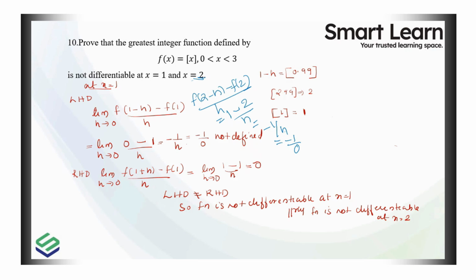Now the RHD: f of 2 plus h minus f of 2 divided by h. For 2 plus h, like 2.1 or 2.2, what will our answer be? 2. And f of 2 is also 2. So 2 minus 2 by h is 0 by h, that is 0. Here also LHD is not equal to RHD. So the function is not differentiable.